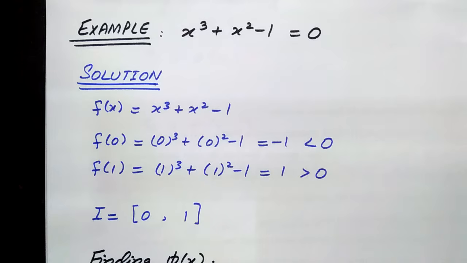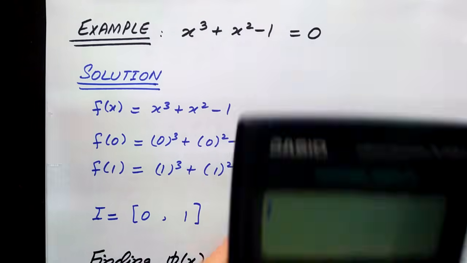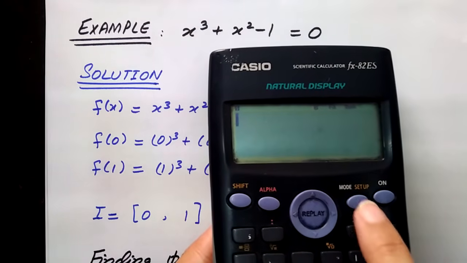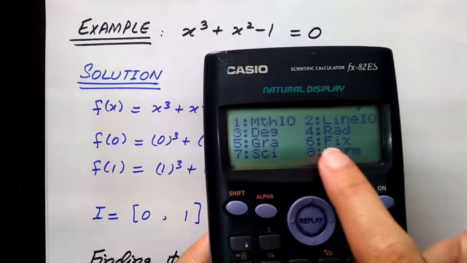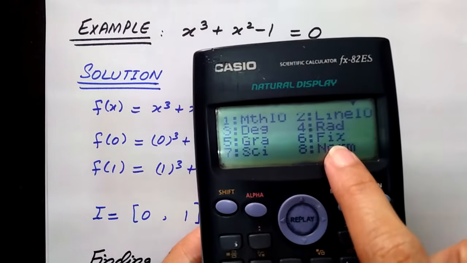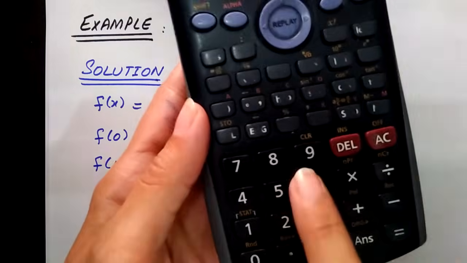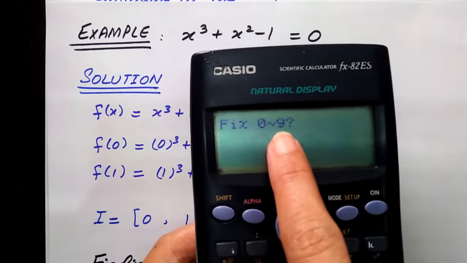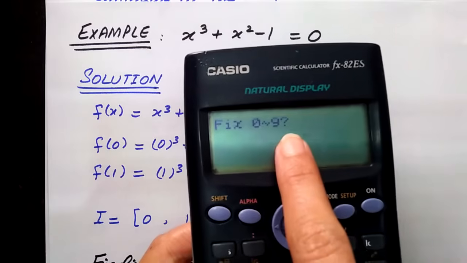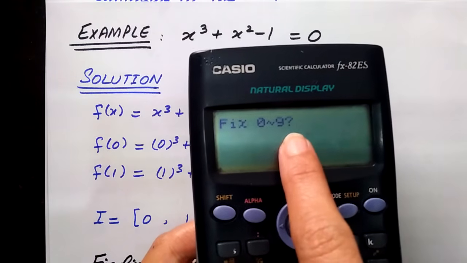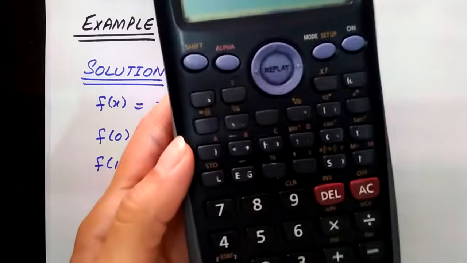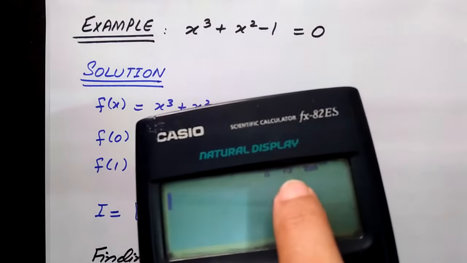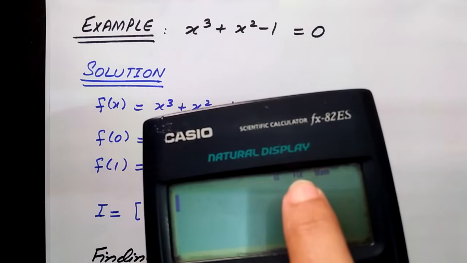For that purpose, just press shift and then this mode. The point 6 is giving the function fix. So I will click 6 from here. I will get the options up to how many decimal places I want to fix my calculator. I want to fix up to 5 decimal places, so I will click 5 from here. So my calculator is now fixed up to 5 decimal places.